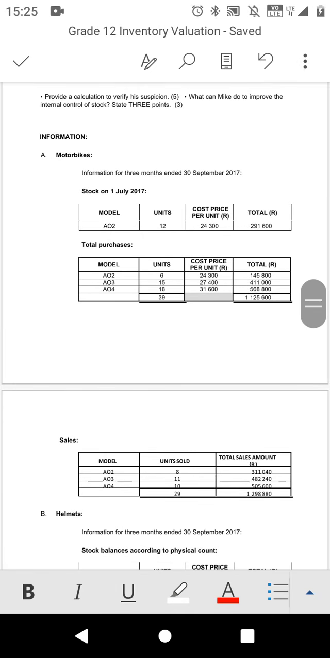Alright, there it is. We have information for 3 months ending 30 September 2017. Let's check. At the beginning, on 1 July 2017, we have only one model, which is A2. We have 12 units. The cost price was 24,300. Then the total price was 291,000. Okay, so let's proceed.